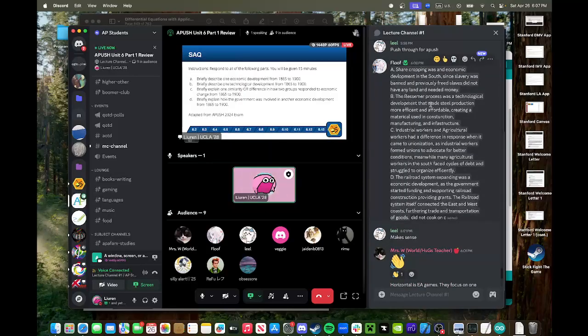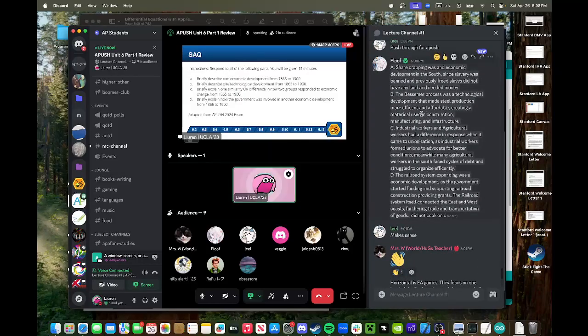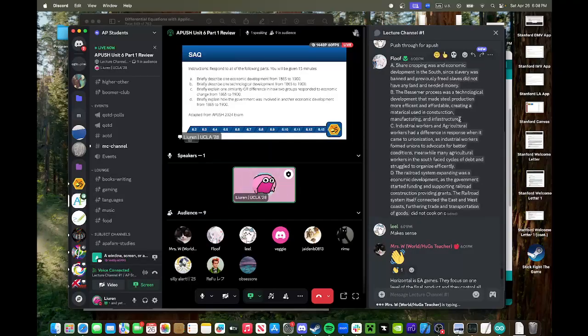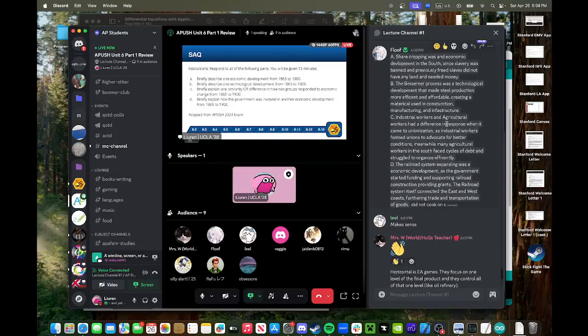Describe one technological development. Hey, look, it's the Bessemer process. A technological development that made steel production more efficient and affordable, creating a material used in construction, manufacturing, and infrastructure. Steel already existed. It just made construction and infrastructure easier. In some ways, you could put them in the same group, but the key idea is explaining that construction was made easier than before because of the Bessemer process. You described this a little better than part A, so there's that improvement.